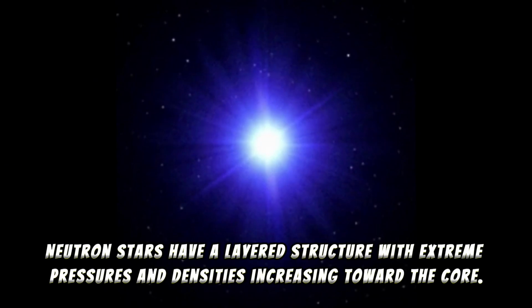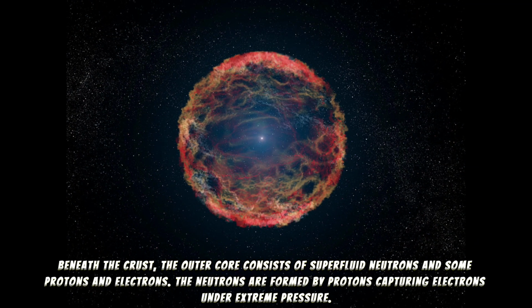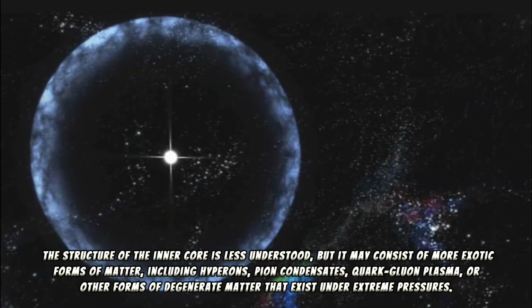Neutron stars have a layered structure with extreme pressures and densities increasing toward the core. The outer layer of a neutron star, called the crust, consists of highly dense, degenerate matter, mainly iron and nuclei crushed by gravity. As one moves deeper, the density increases and free neutrons begin to appear. Beneath the crust, the outer core consists of superfluid neutrons and some protons and electrons. The neutrons are formed by protons capturing electrons under extreme pressure. The structure of the inner core is less understood, but it may consist of more exotic forms of matter, including hyperons, pion condensates, quark-gluon plasma, or other forms of degenerate matter that exist under extreme pressures.